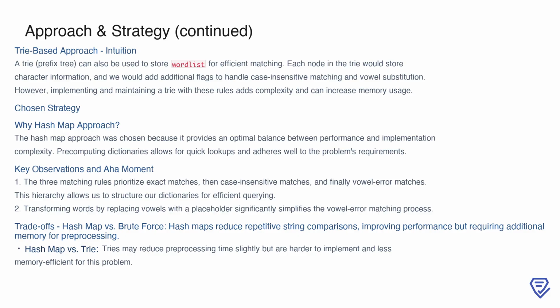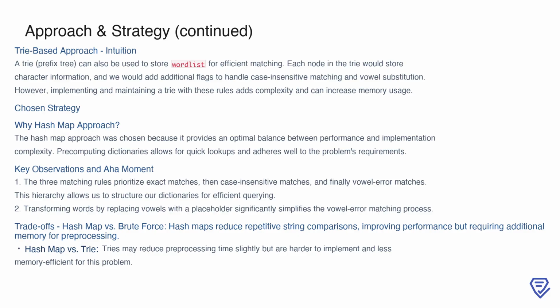Another approach we could consider is using a trie, or prefix tree, to store the word list for efficient matching. A trie organizes words in a tree-like structure, where each node represents a character. To handle case-insensitive matching and vowel substitution, we could enhance the trie with additional flags or transformations at each node. However, while this method can reduce pre-processing time slightly, it introduces complexities in both implementation and maintenance. Additionally, tries tend to use more memory compared to hash maps, especially when storing transformations like vowel replacements.